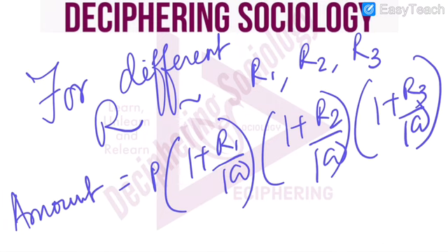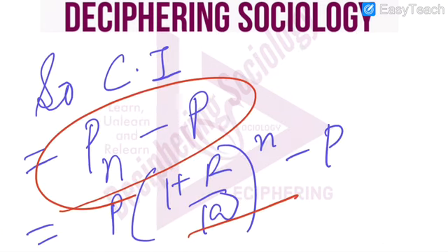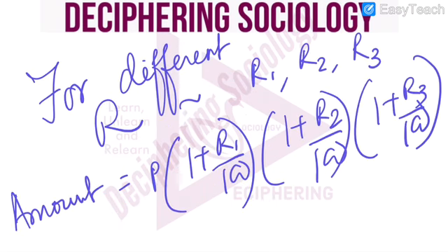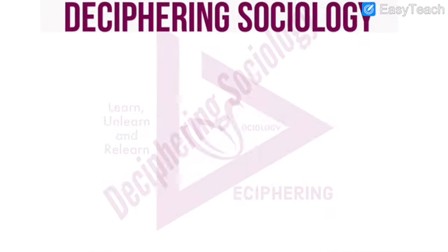Now the amount that we calculated was for the same rate of interest, this was R. But if in the question you are given different rates of interest, then your amount will also be different, and it will be P into 1 plus R1 by 100. In the next factor you will put 1 plus R2 by 100, and in the next 1 plus R3 by 100.